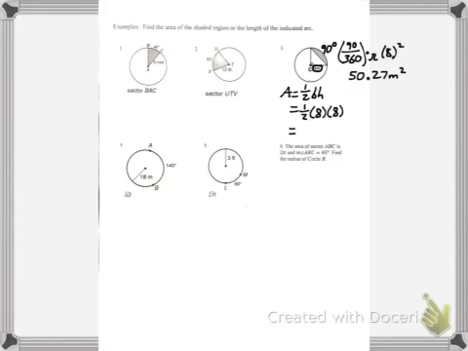When I punch all that in my calculator, I should get 32 for the area of that triangle. So now I have my sector area right here and the area of my triangle right here. I need to subtract those two things to get my final answer. So I do 50.27 minus that 32. When I do that, my final answer for number 3 should be 18.27, and once again, that's going to be in meters squared. So there's my final answer.